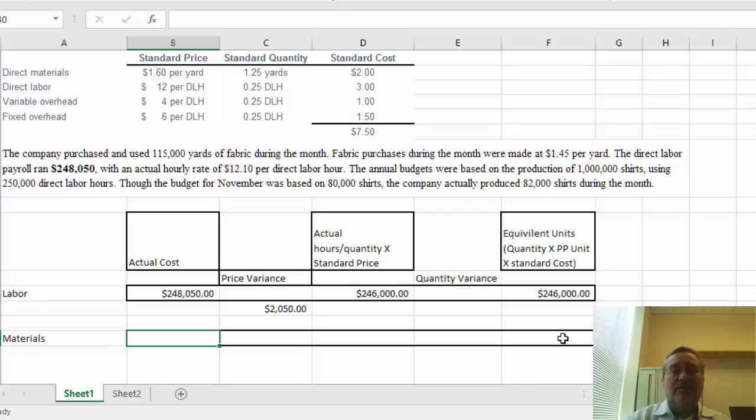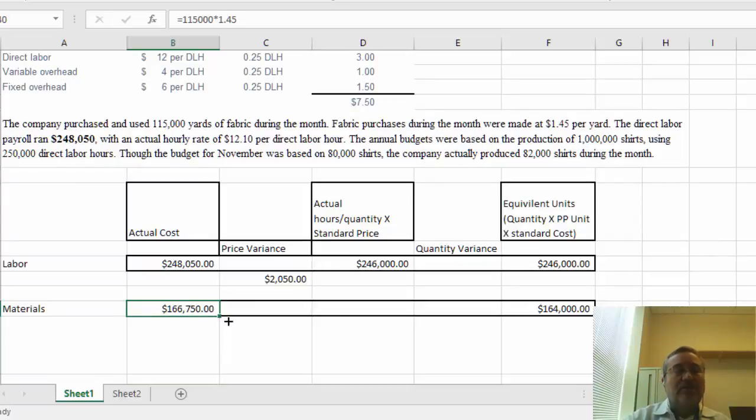Let's look at our materials. Let's do the right side first. Our materials is $2 per unit. And we're going to multiply this by the actual number of units that we manufactured, which is 82,000. That gives $164,000. In terms of the actual cost for our materials, and again, we're not dealing with beginning and ending inventory, we have 115,000 yards, and the purchase price for these yards was $1.45. So our actual cost was $166,750.